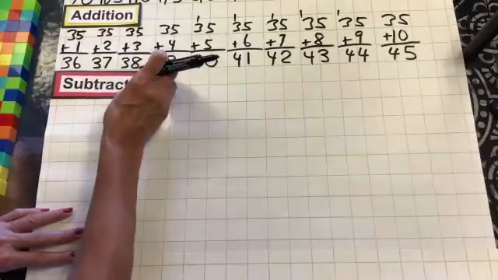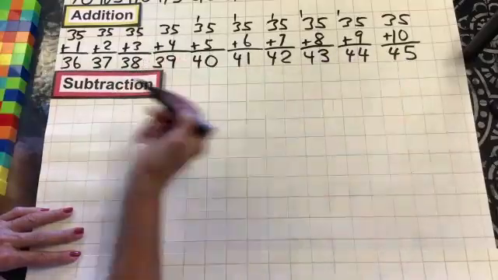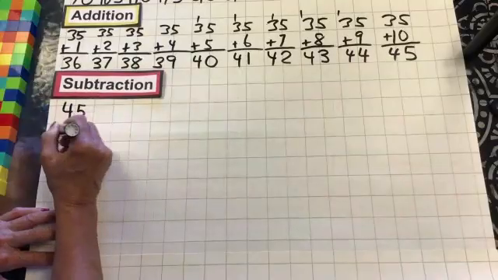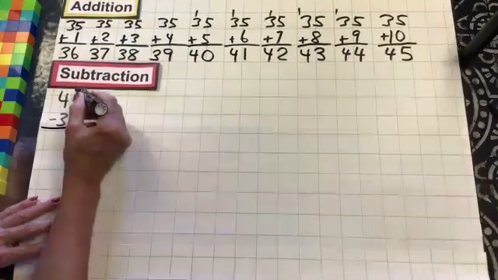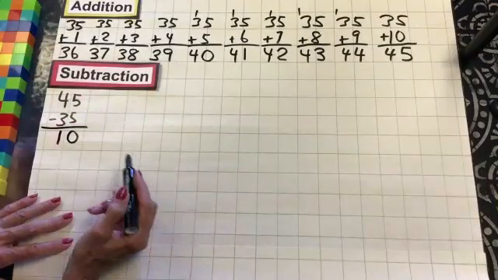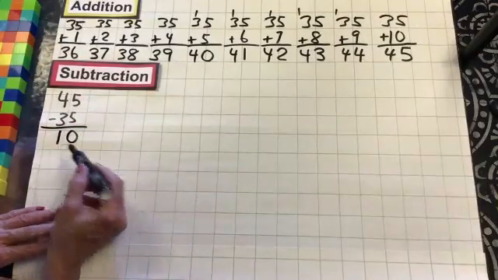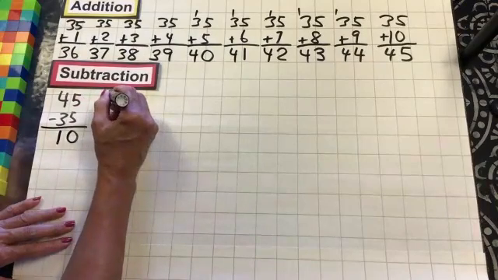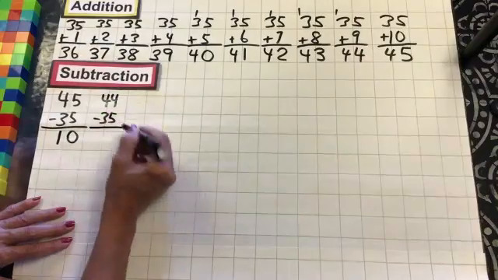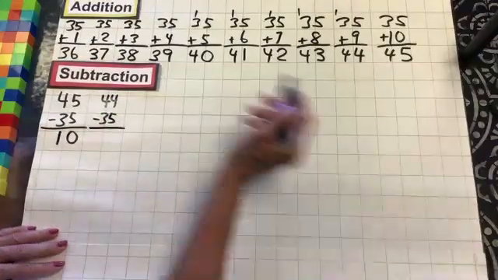So again, we're going to start with this answer, and we're going to be doing our subtraction of 35. So 5 minus 5 is 0. 4 minus 3 is 1. So 45 minus 35 is 10. Then we got 44 minus 35. We're just subtracting 35 from every number.